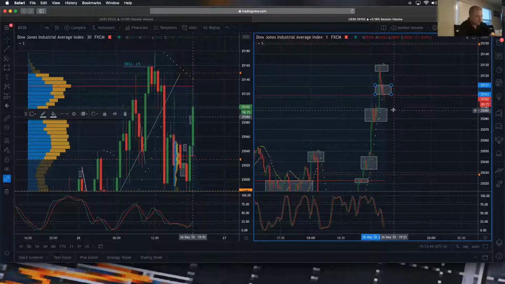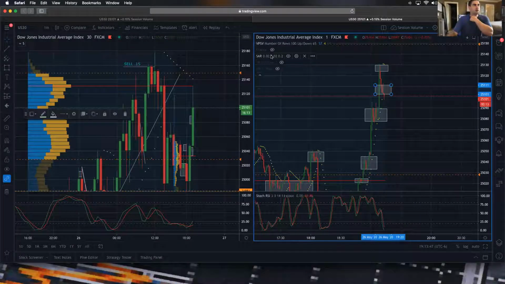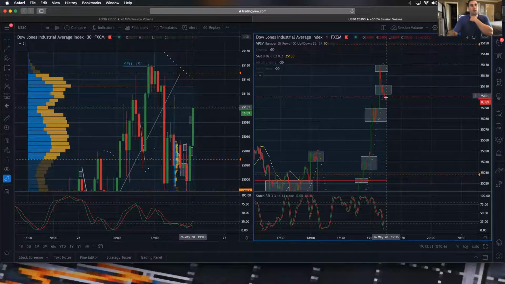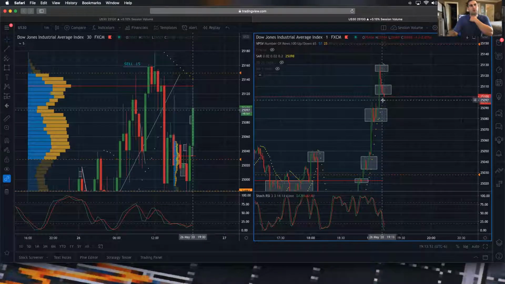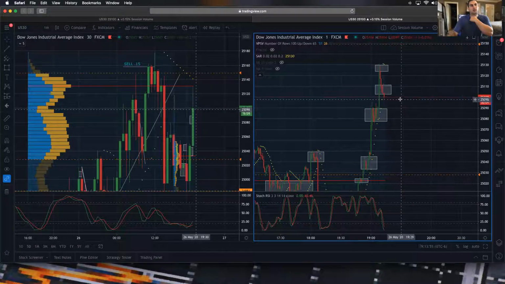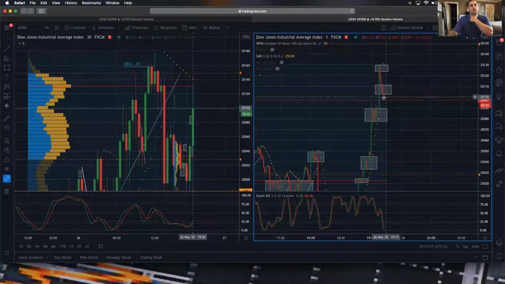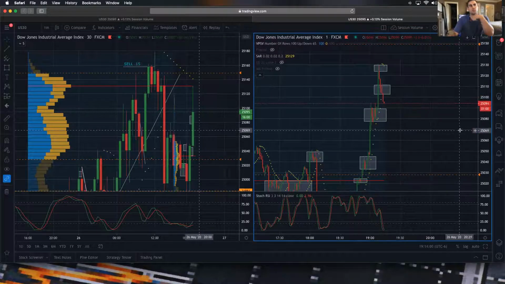But I also use my, what's it called? My parabolic SARs. And that would have been how it just broke. That SAR would have been a signal also, so it would have been like a third confirmation. See?